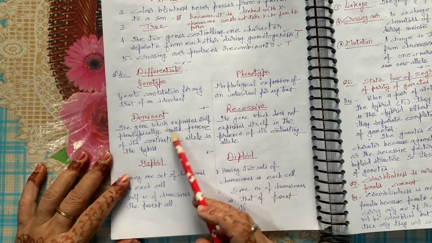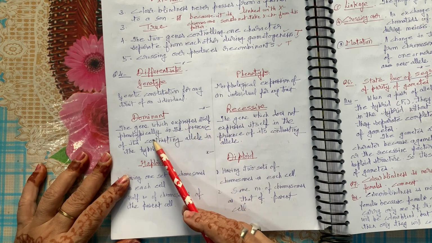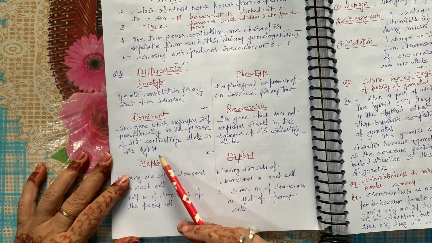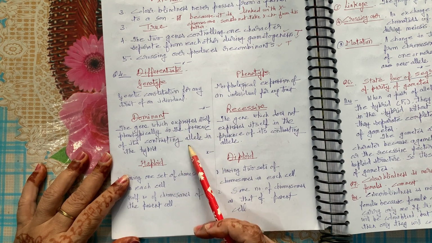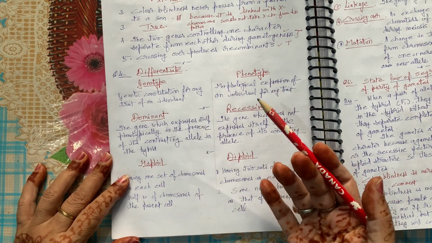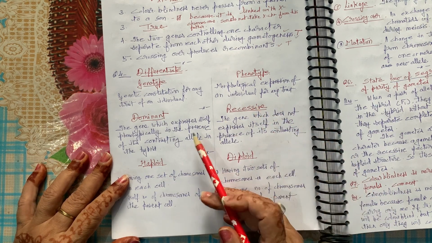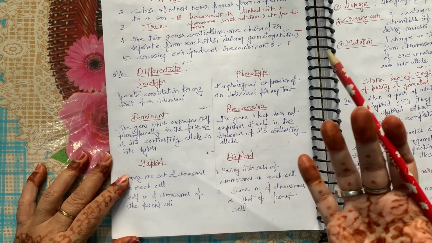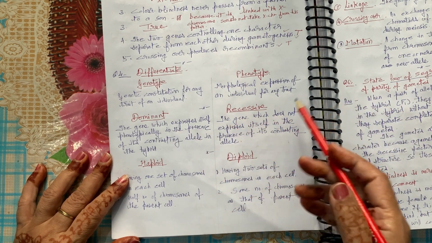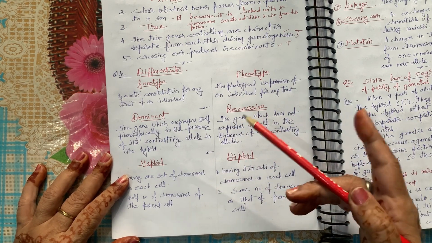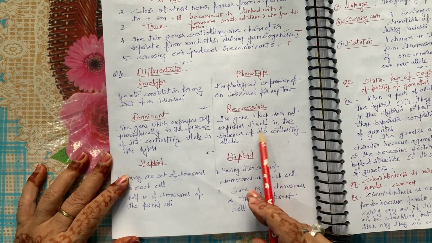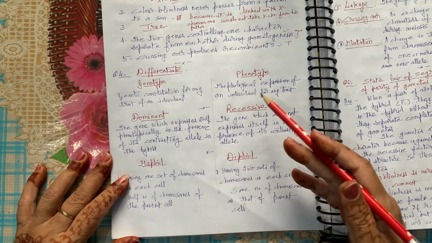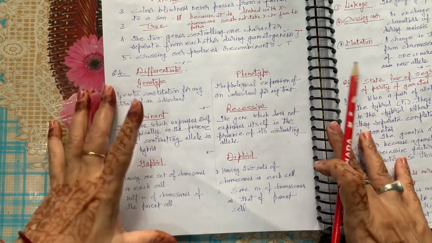Dominant and recessive. Dominant is the gene which expresses itself phenotypically in the presence of its contrasting allele in the hybrid. It means the character which appears in the first generation in the monohybrid cross is called the dominant character. And the character which does not express itself in the first generation, the gene which does not express in the presence of its contrasting allele, is known as the recessive character.